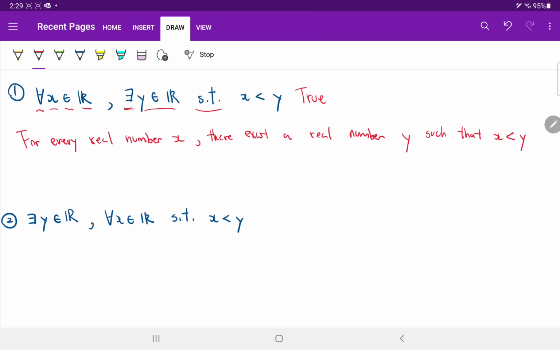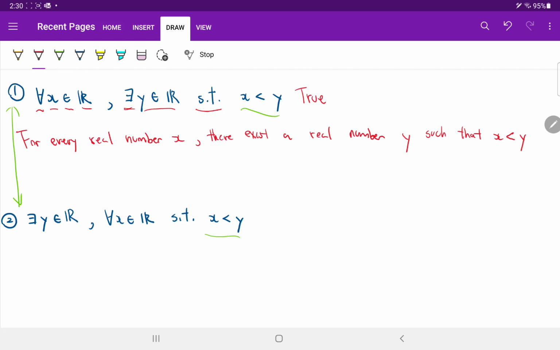And let's look at the second statement. Before we actually do anything, look at these two examples. They're exactly the same. All the quantifiers are the same. All the statements are the same, but their order is switched. The first one starts with for every, and the second one starts with there exists a. So let's see how that impacts our actual sentence.